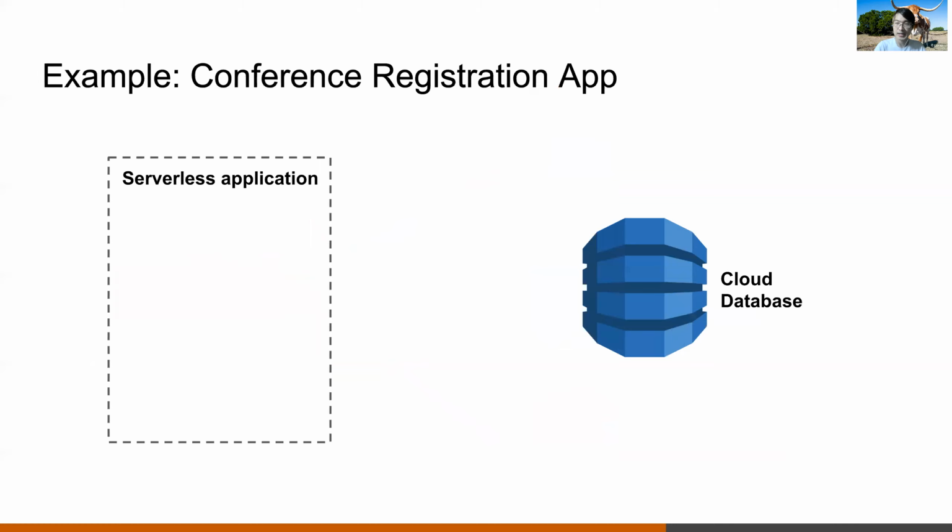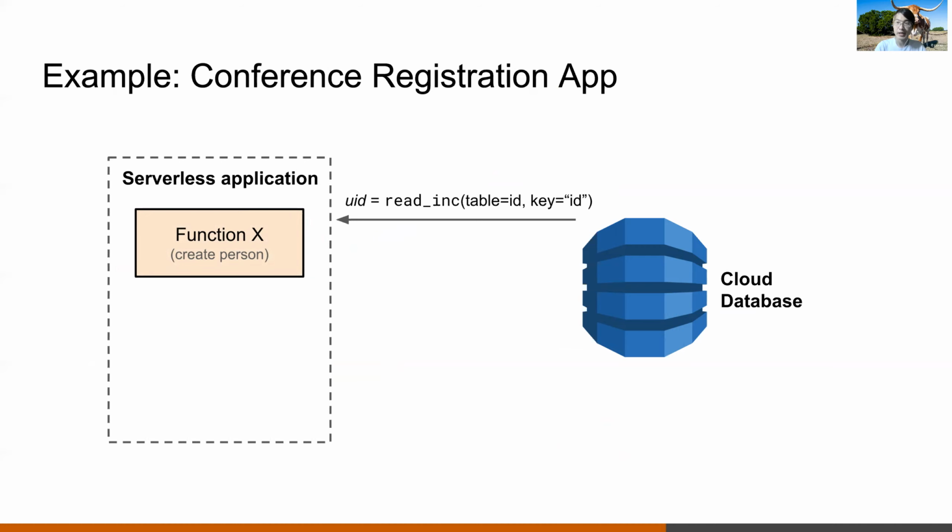Let's go over an example. Consider we have a conference registration app built with a serverless workflow. Suppose I'm going to register for SOSP with this app. It first has a function X for creating a profile for me. It first generates a new user ID for me by using read and increment operations with the database. Then it writes my name to the profile table with the user ID as a key.